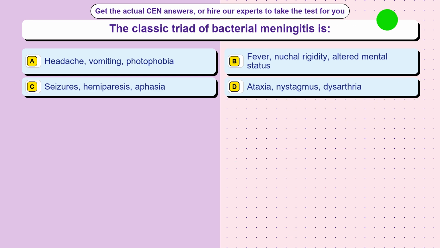Question 14. The classic triad of bacterial meningitis is Option A, headache, vomiting, photophobia. Option B, fever, nuchal rigidity, altered mental status. Option C, seizures, hemiparesis, aphasia. Option D, ataxia, nystagmus, dysarthria.